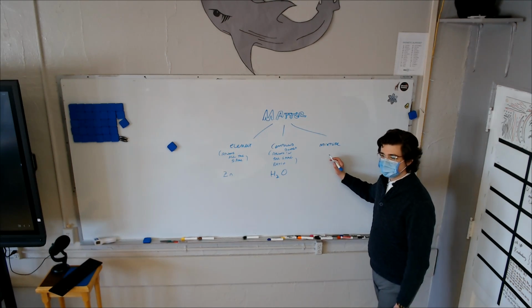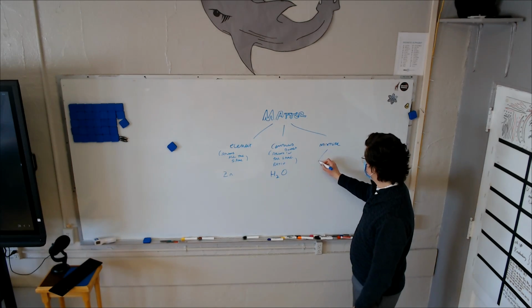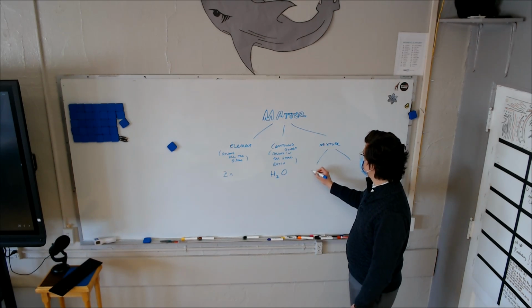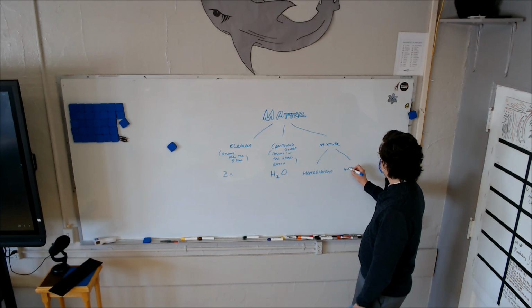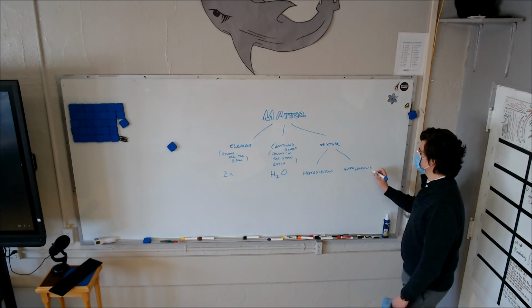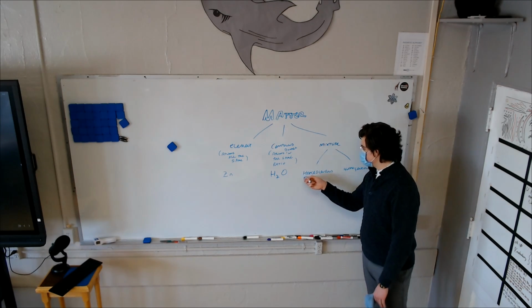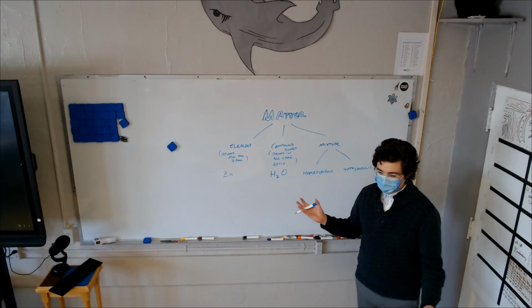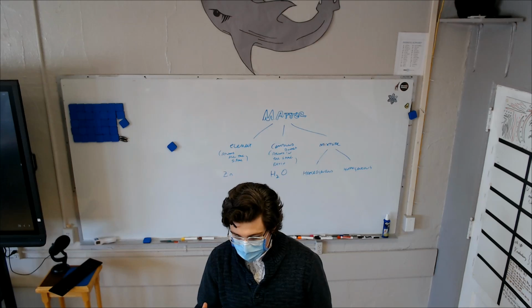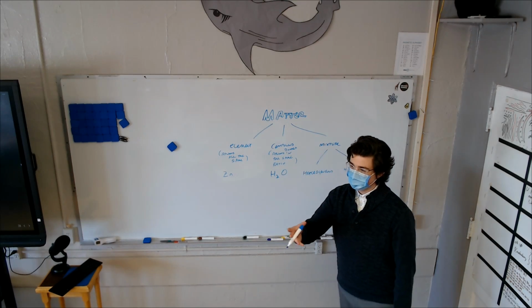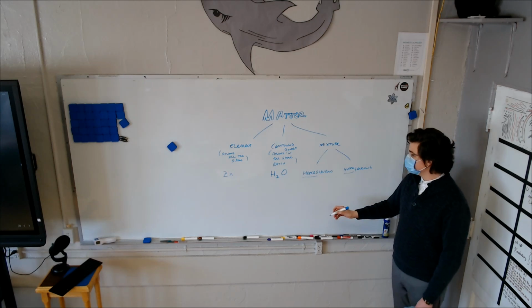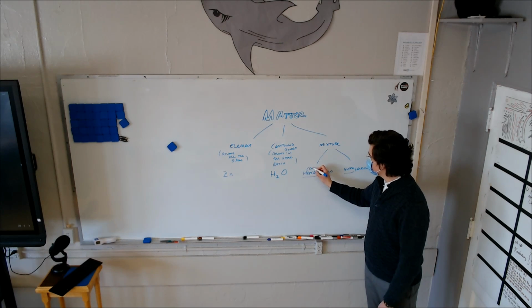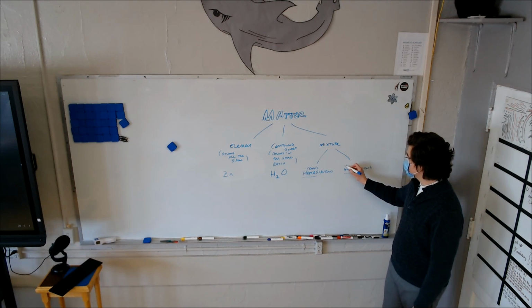Sweet. Within mixtures, we have 2 different types. What are they? Heterogeneous and homogeneous. The way you can remember this is super easy. Hetero means different, homo means the same, in the same way that heterosexual is someone who prefers the sex different from them, and homosexual is someone who prefers the sex the same as them. So hetero means different, and homo means the same.